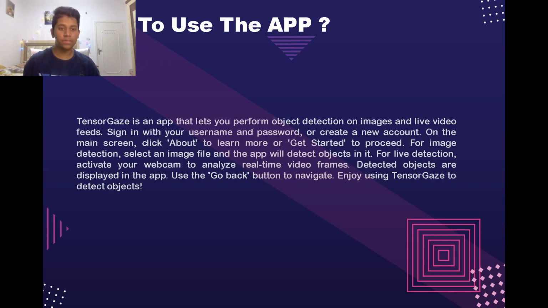For proceeding forward, for image detection, select an image file and the app will detect objects in it and landmarks too. For live detection, activate your webcam to analyze real-time video frames. Detected objects are displayed in the app. Use the go back button to navigate through the app.